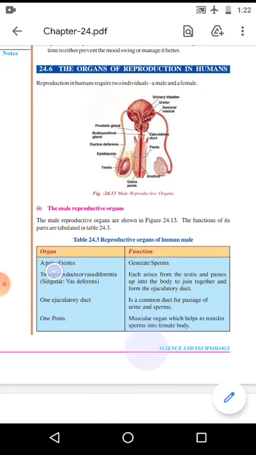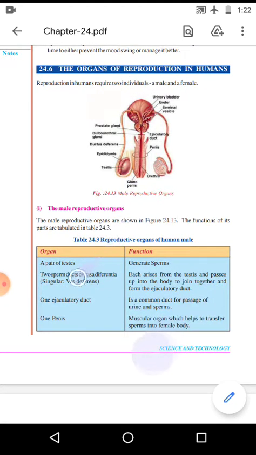Here the organ, a pair of testes. You can see the testis here, and its function is to generate the sperms. And you have two sperm ducts or vasa deferentia, and the singular is vas deferens. Here you can see it arises from each testis and passes up into the body to join together here, and it forms the ejaculatory duct.